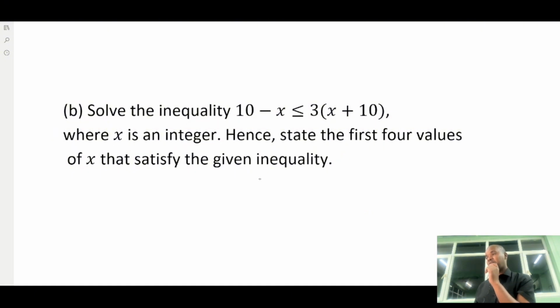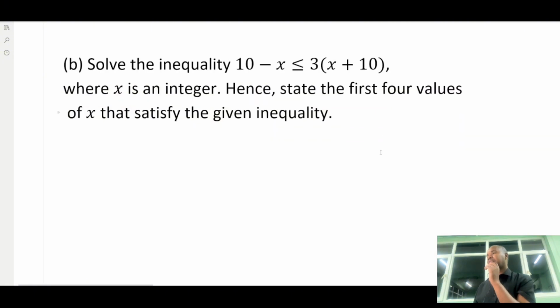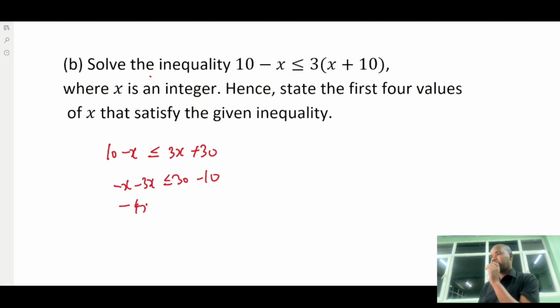Now we are going to know the exact detail here, so that you will manage to do the question correctly. So we are now solving this inequality, and here is the solution. You have 10 minus x is less than or equal to, I'm going to open the bracket, 3x plus 30. Collecting like terms, I'll take minus x minus 3x is less than or equal to 30 minus 10. You have -4x is less than or equal to 20.